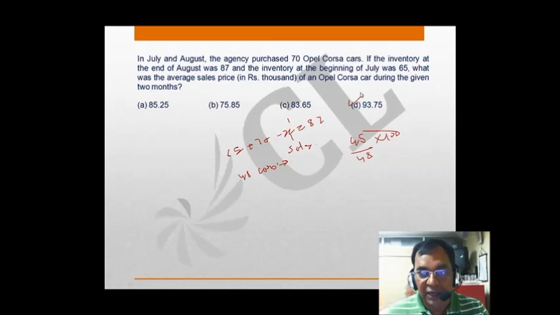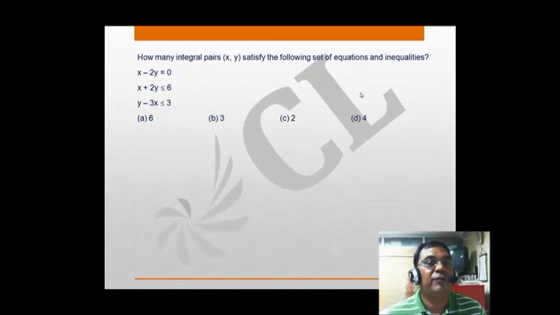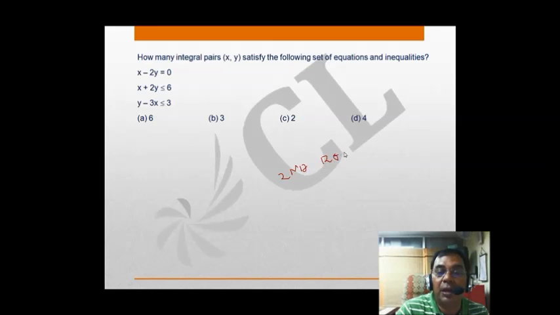I can keep telling you it has been 16 minutes, and I don't know how many questions we have done, but we have done good enough. How many integral pairs satisfy the equalities? Here I'll have to make up total equations and keep checking. So I leave this for the second round. I cannot do it in the first round.